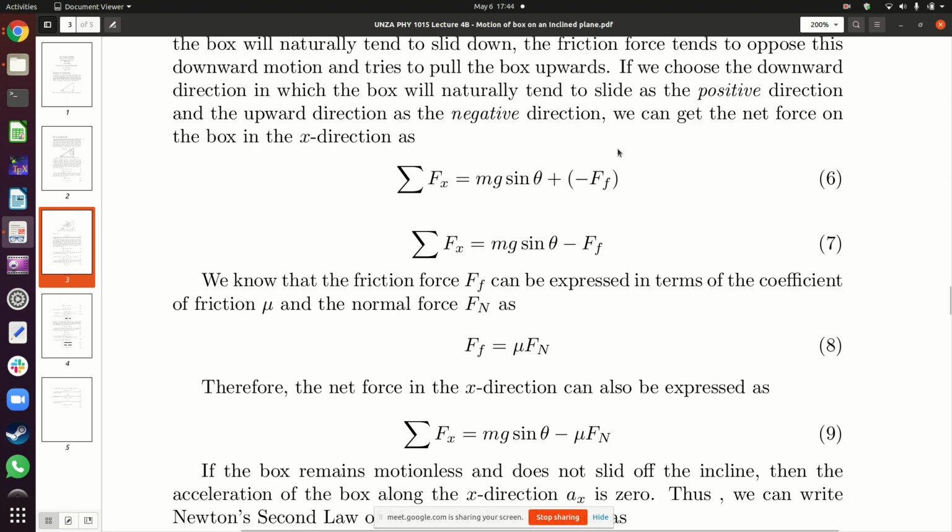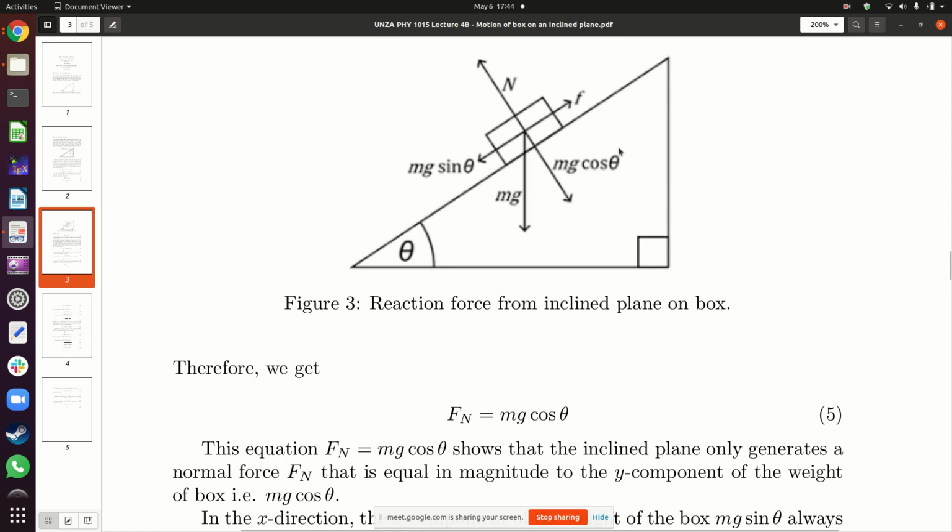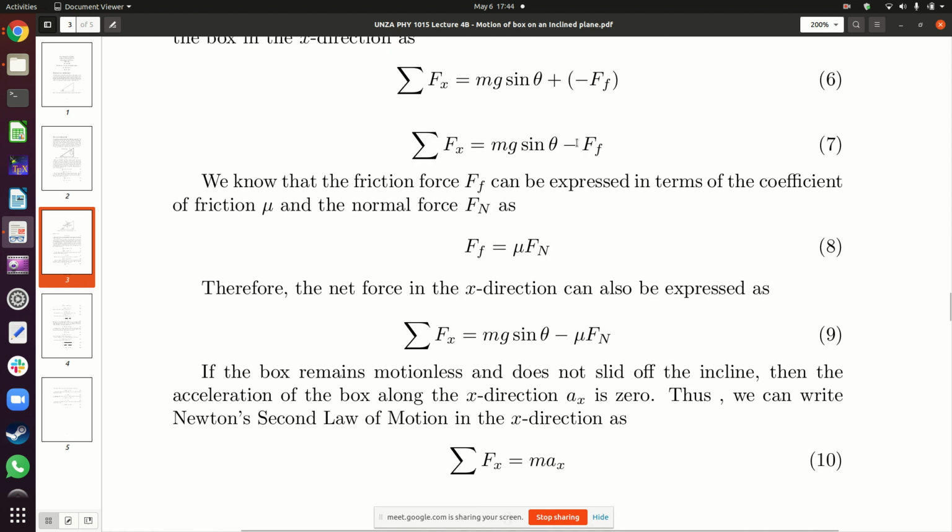The other thing you're supposed to be aware of is that this friction force is always equal to the coefficient of friction, whether it is the static coefficient or the kinetic coefficient, multiplied by the normal force. That's the thing. Friction is always equal to the coefficient of friction multiplied by the normal force.